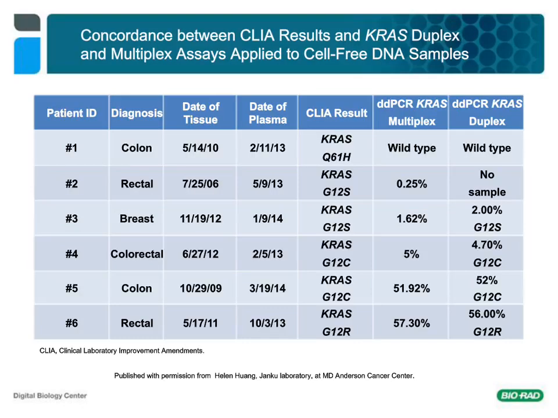This is data from Helen Huang's very first experiment showing excellent concordance between CLIA-tested tissue samples and ddPCR from the plasma, both in duplex and multiplex assay formats. The one apparent discrepant sample, number 1, was actually a mutation not present in the screening assay, Q61H. Therefore, it had shown up correctly as wild type for the 7 KRAS G12, G13 mutations screened.